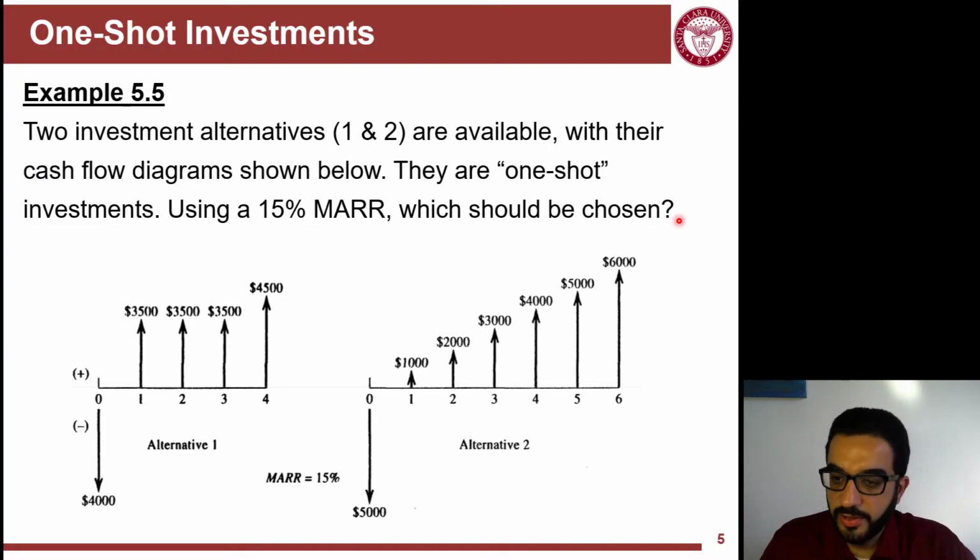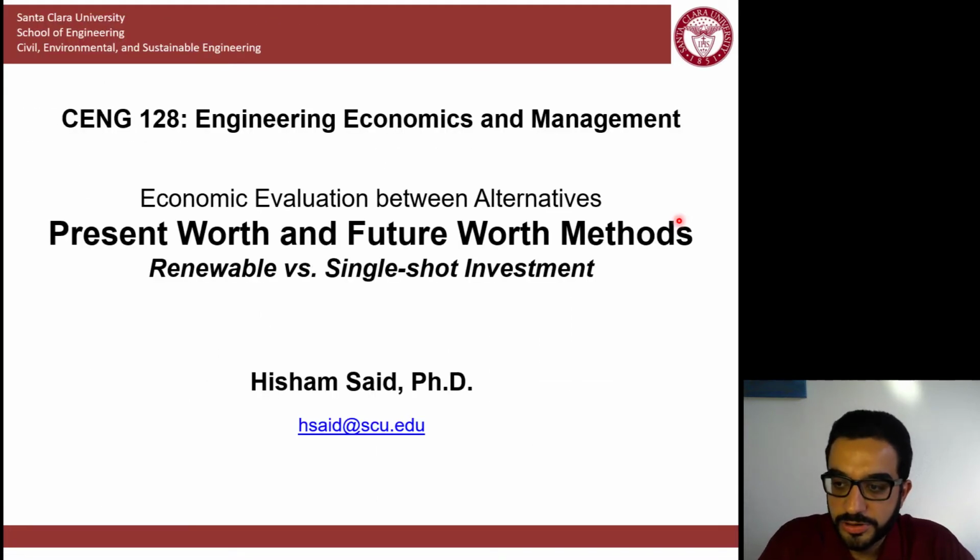So that's the case. It's actually easier when you have a single shot or one shot kind of investment, because you don't have to repeat the cycles, and that's for the case when you analyze cash flows using present worth or future worth. We will see when we analyze cash flows using annual worth, we don't really have to worry at all about dealing with LCM or different useful lives of alternatives. So that will be in the coming video.